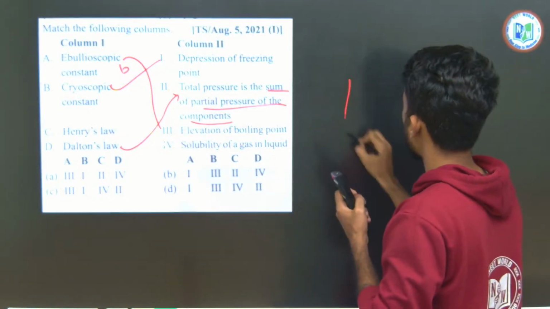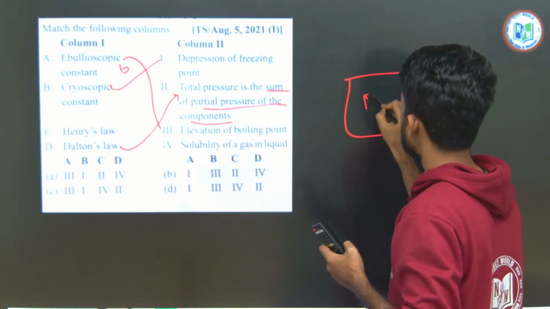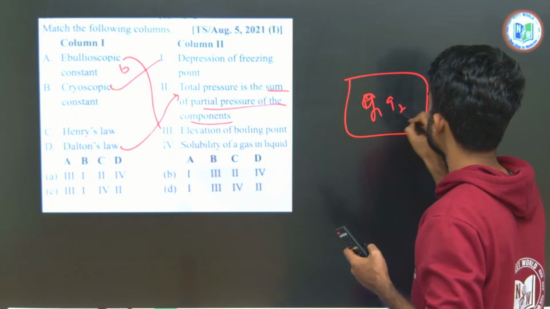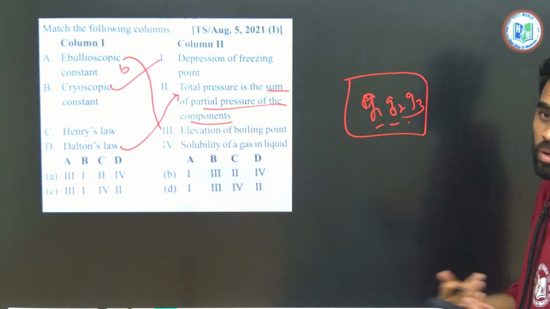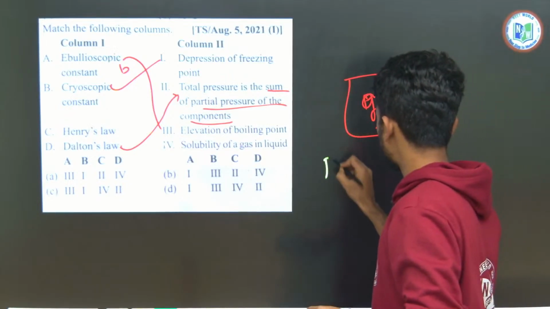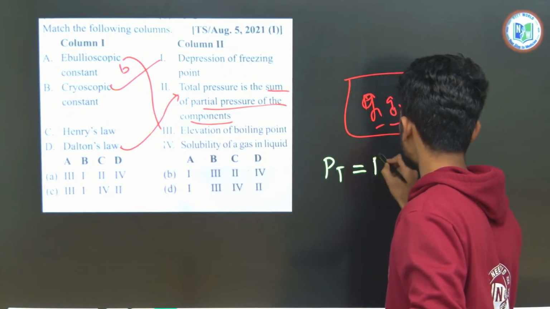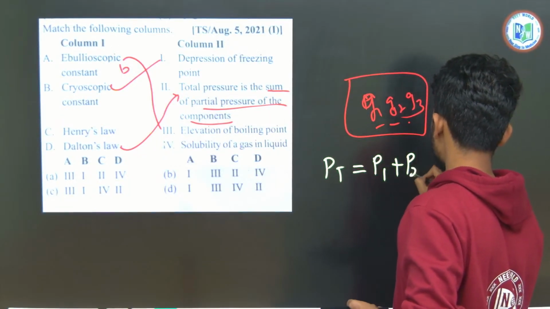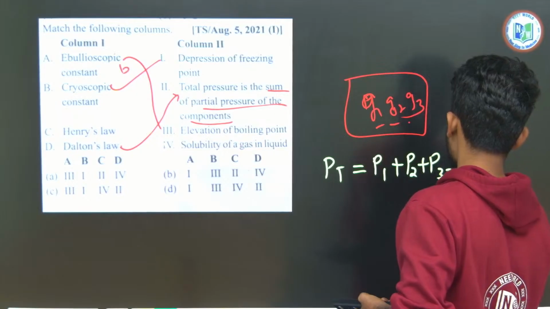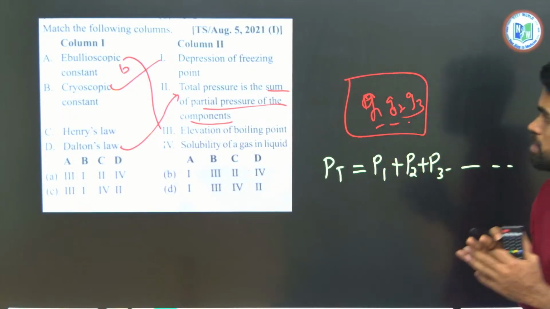It means if I have a mixture of gases here, gas 1, gas 2, gas 3, like this, a different number of gases with their own pressures, then the total pressure of this gaseous mixture will be equal to the partial pressure of 1, plus the partial pressure of 2, plus P3, and so on. This is what Dalton's law says here.